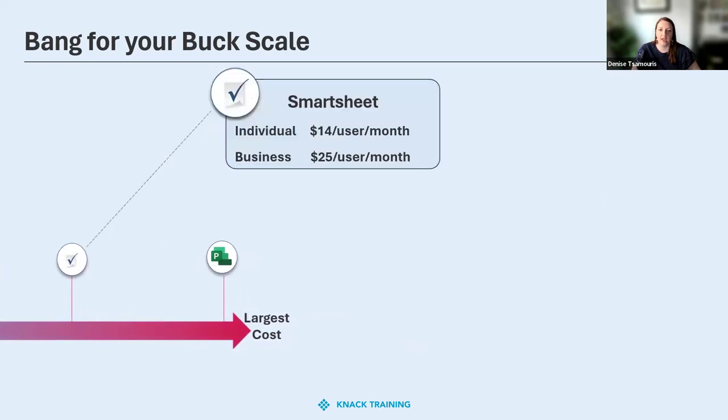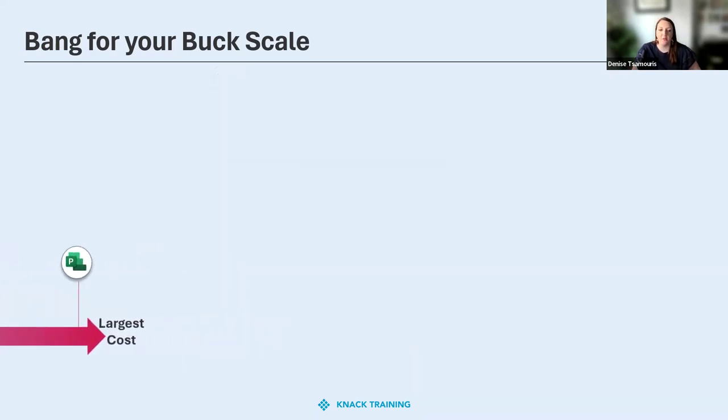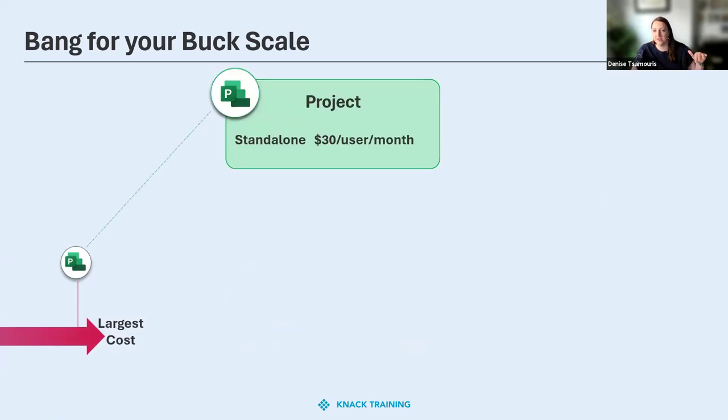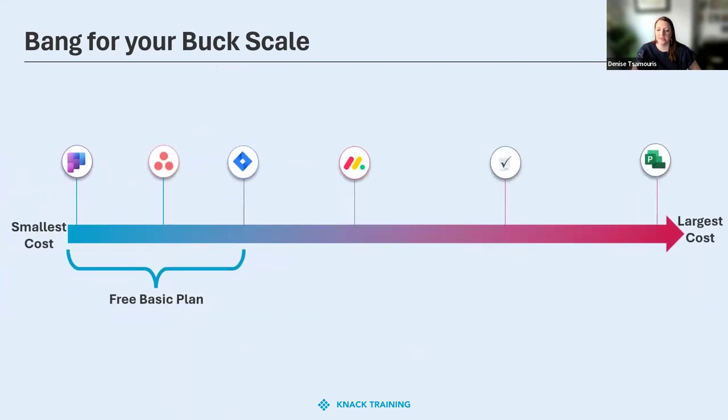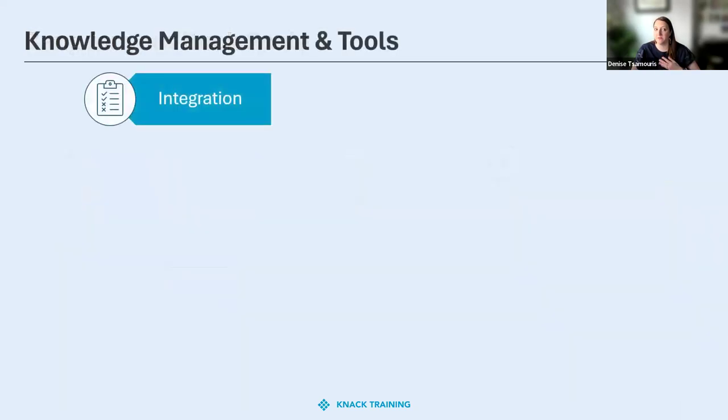Smartsheet has an individual price of $14 and a business price of $25. And then Project just has a standalone $30 per user per month. So that's why I say go with one of these if that fits your company's need.